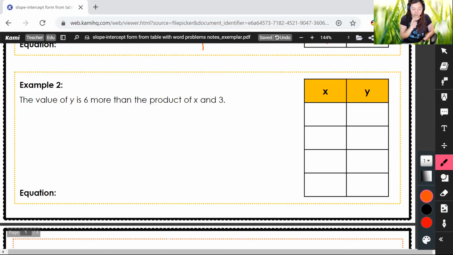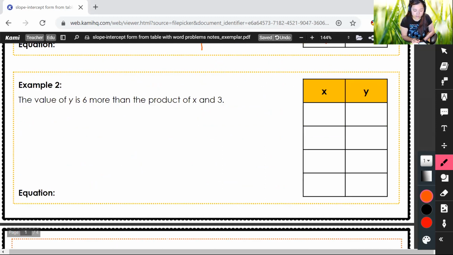Okay, example 2 says the value of y is 6 more than the product of x and 3. More than means add. Product means multiply. And like the product of x and 3 means we are multiplying x and 3. So that is 3x. Just like the sum of x and 3 would be 3 plus x, right? So the product of x and 3 means we're multiplying that. So now we can write this.